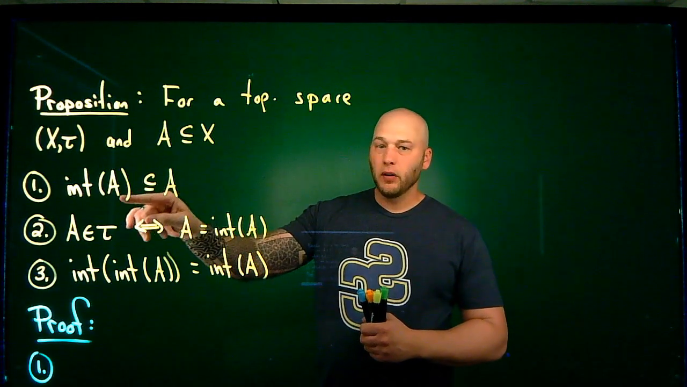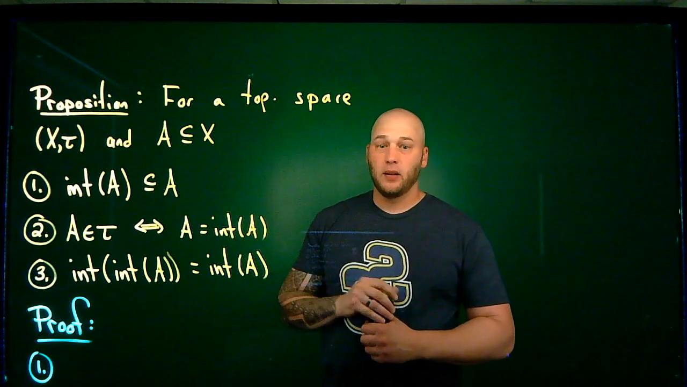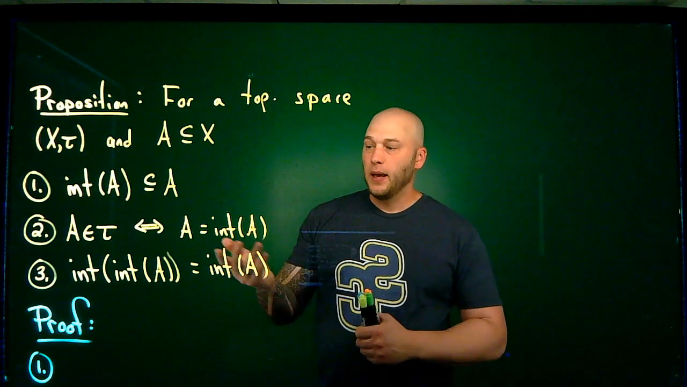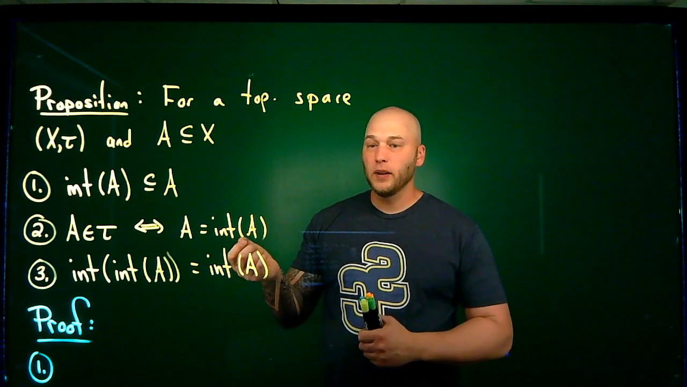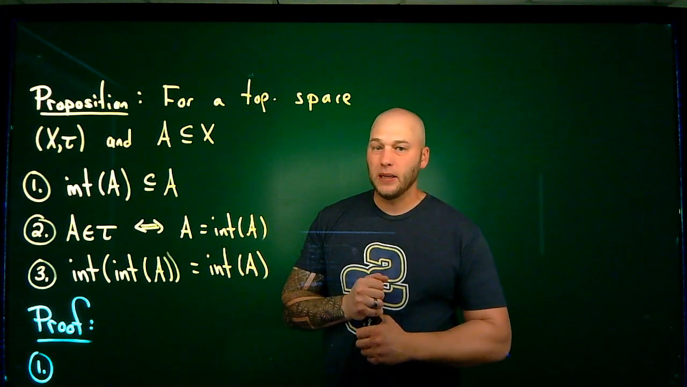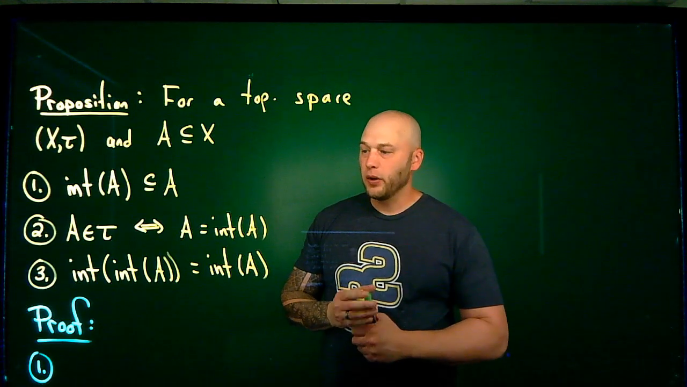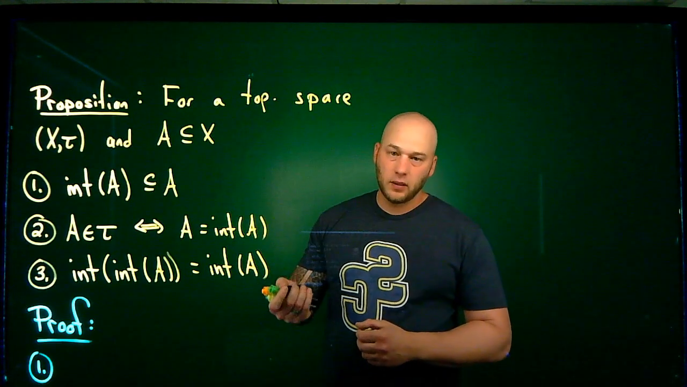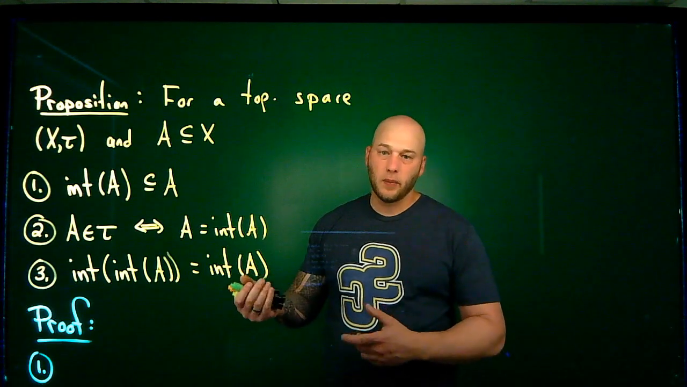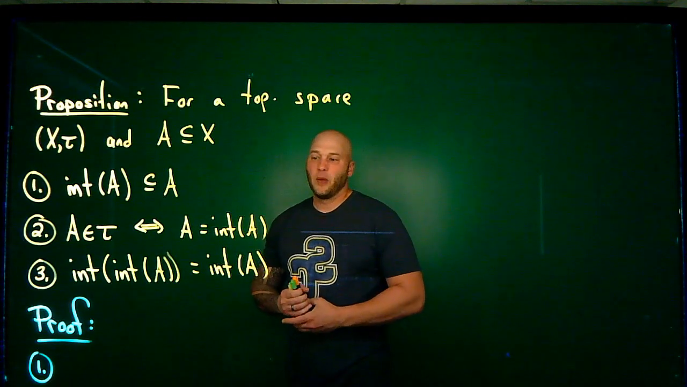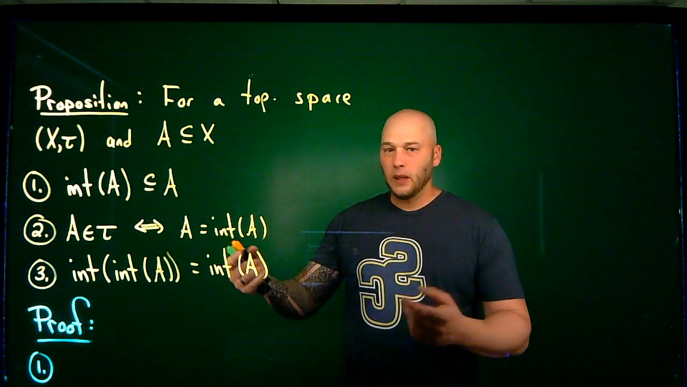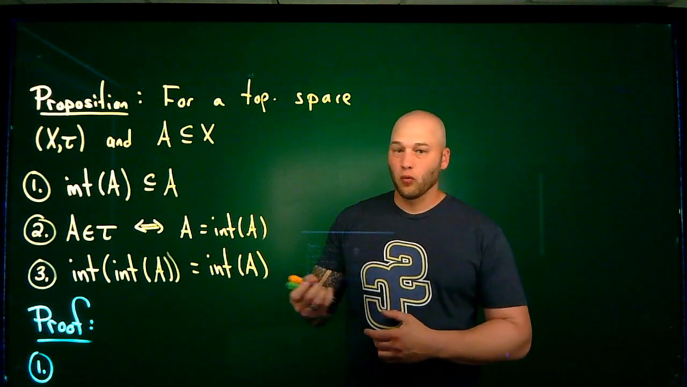1, the interior of a set is always contained in the set. 2, A is an open set is equivalent to saying A is equal to its own interior. And part 3, the interior of an interior of a set is the same thing as the interior of a set. Now, this last one, if this wasn't true, this could get really, really weird.